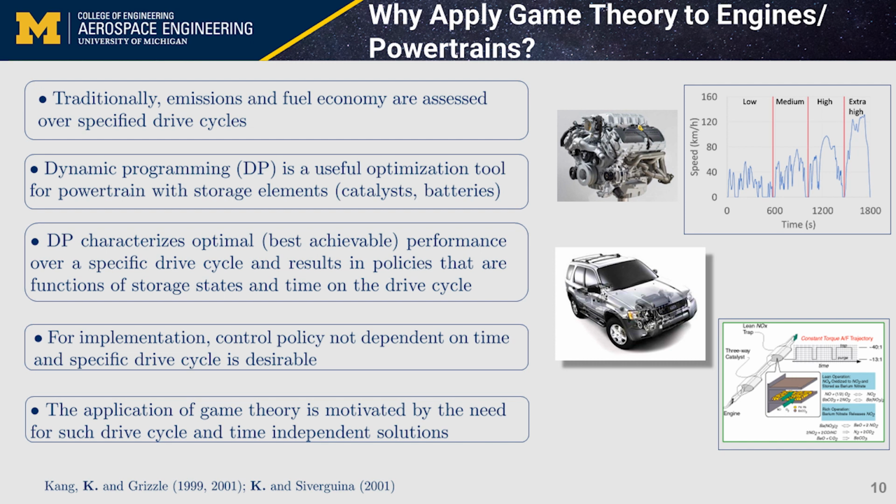What happened at the time is that the emissions and fuel economy performance were assessed over specified drive cycles. So there were certain drive cycles, for instance, the New European Drive Cycle, where you have a vehicle speed profile prescribed as a function of time. You put a vehicle on the chassis rolls, and you measure fuel consumption and emissions, and you try to optimize the calibration to reduce fuel consumption and also meet emission regulations.